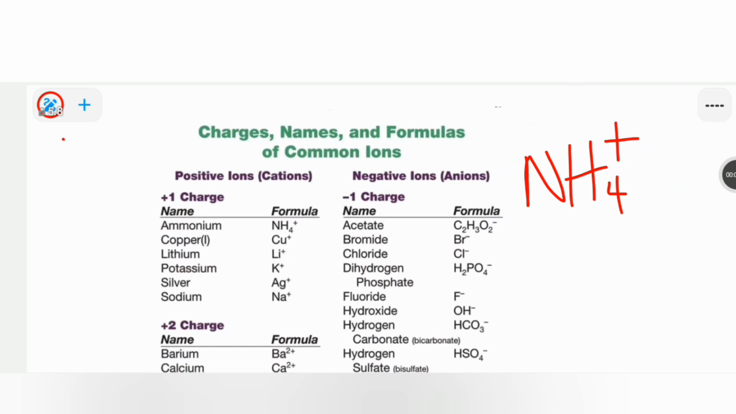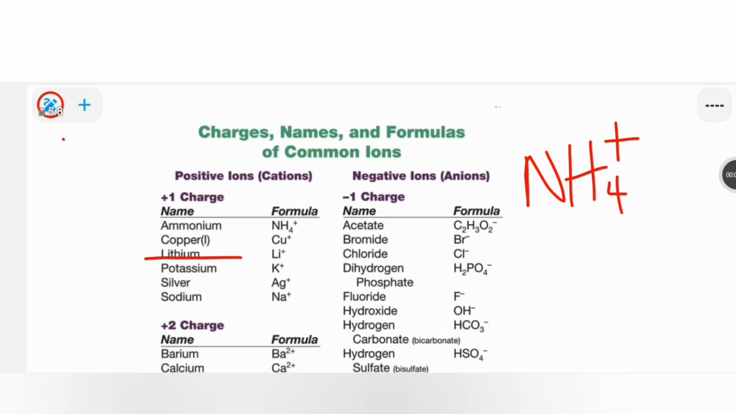Then followed by copper. Copper is copper 1, Cu+. But take note, copper can also form Cu2+. Copper is polyvalent. It can have two combining powers, copper 2 and copper 1. So the one we're looking at right now is copper 1. So that is Cu+. Then you also have lithium, potassium, silver, and sodium.